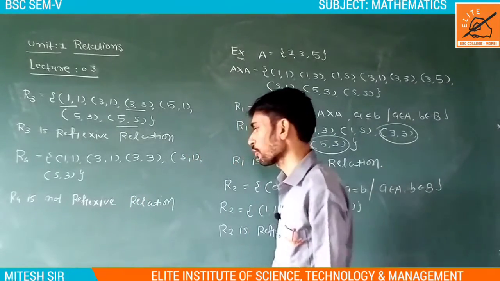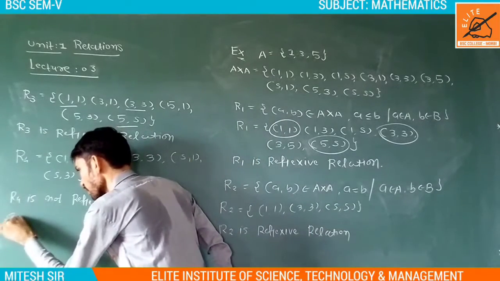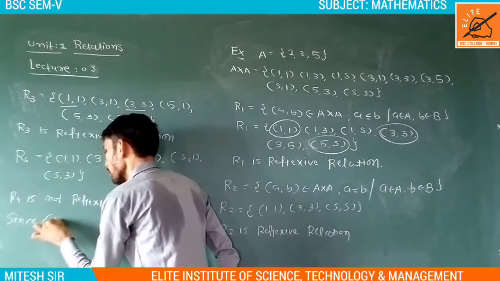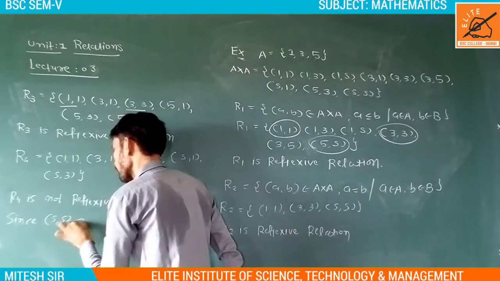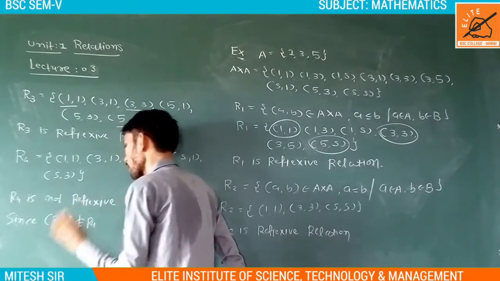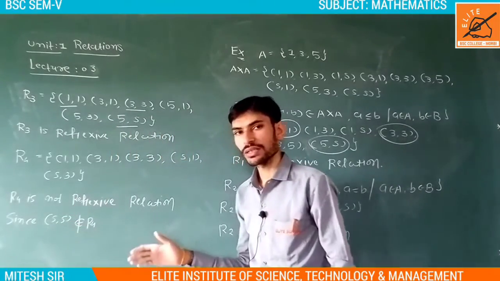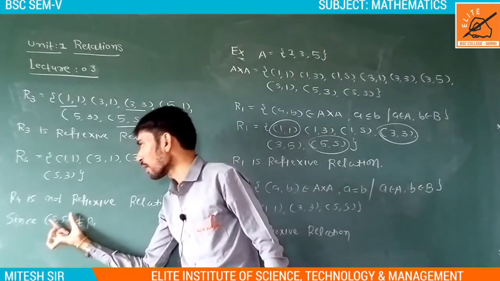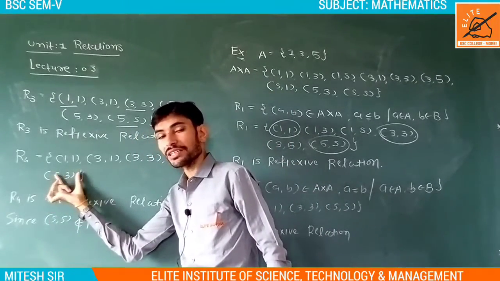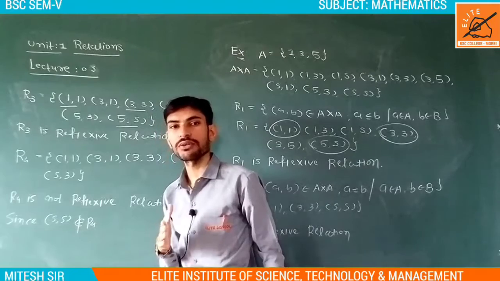Why is it not reflexive? Since, what is the reason? Since the relation does not contain the pair (5,5). That's why our relation R4 is not a reflexive relation.